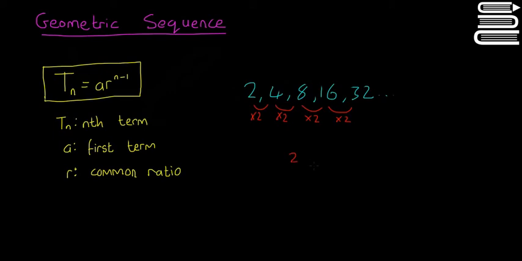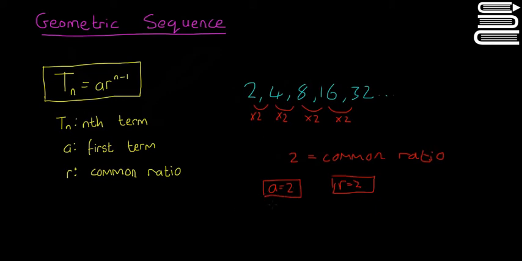So this 2 is what's called the common ratio. So r is equal to 2. So common ratio, that means r is equal to 2 in this case. And then a in this case is also equal to 2 because the first term is equal to 2. So remember, a is always the first term.